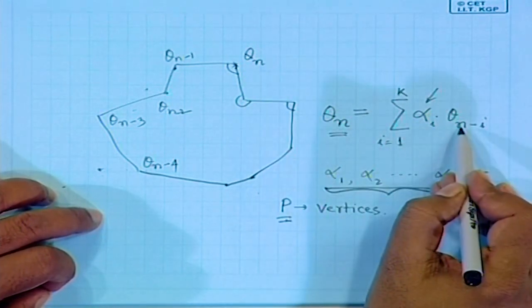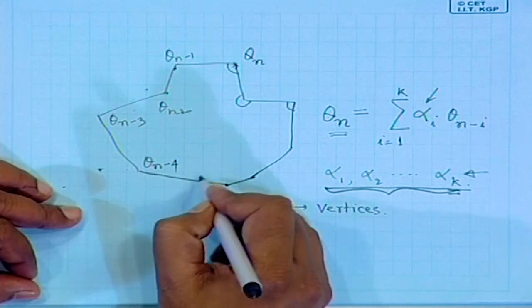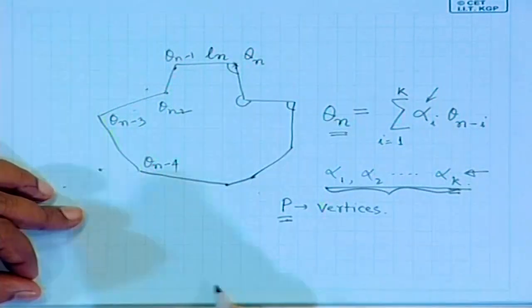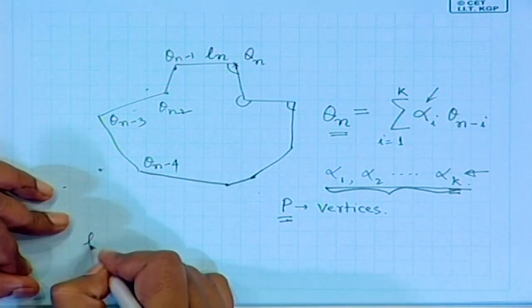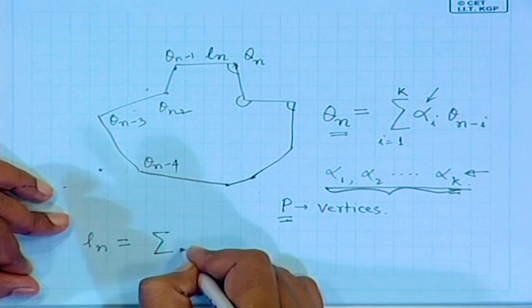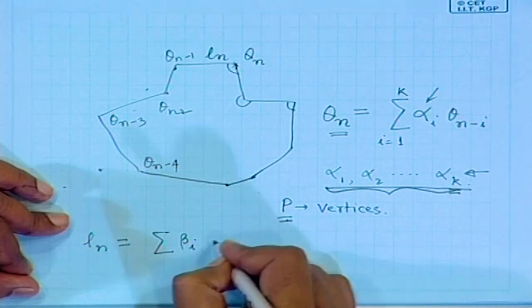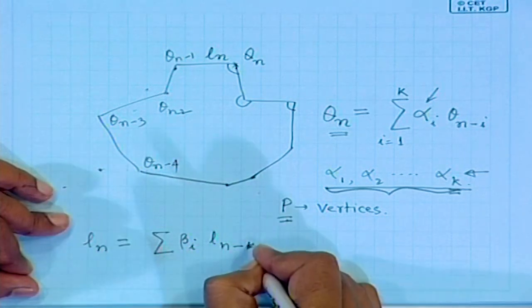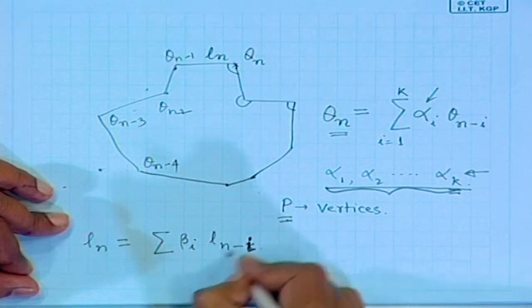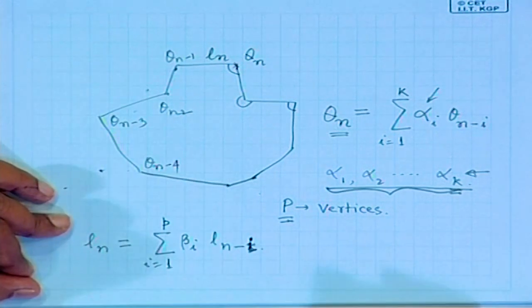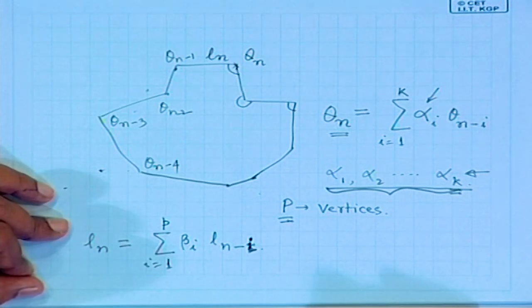Along with this, say if I consider the side length Ln, this Ln can also be modeled by an autoregressive model, something like this, where this i may vary from 1 to say some value p. So, a pth order autoregressive model.